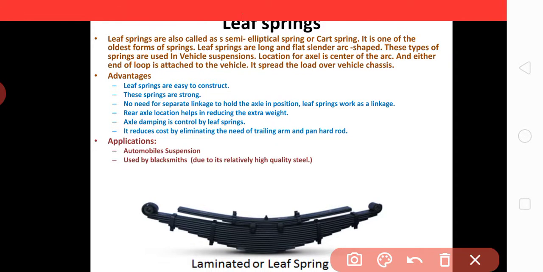Applications: the automobile industry, and also blacksmiths. This is not a spring used by blacksmiths for making springs, but for making some other parts. Since the spring material is good for manufacturing many engineering products, they used to take it from scrap and make various parts.